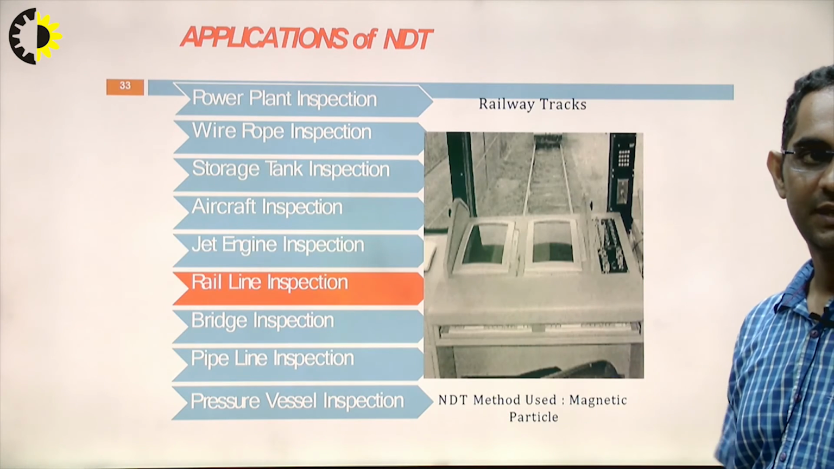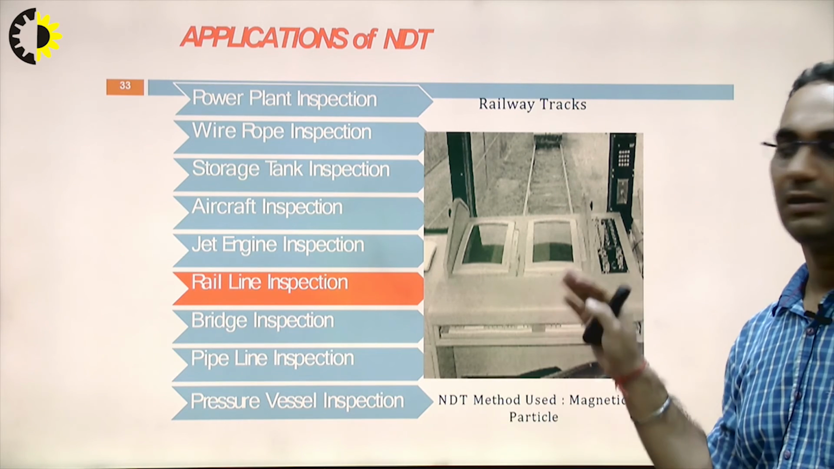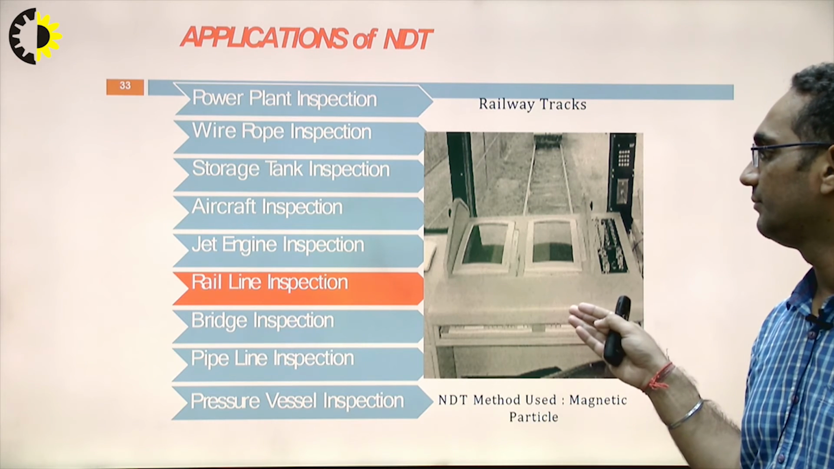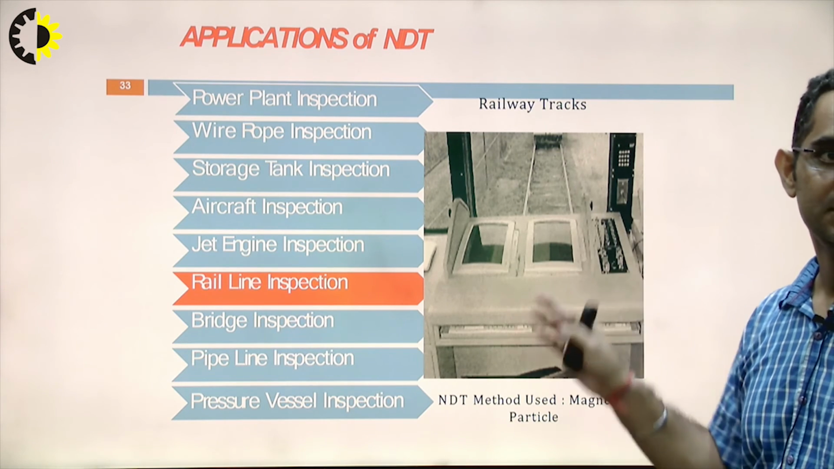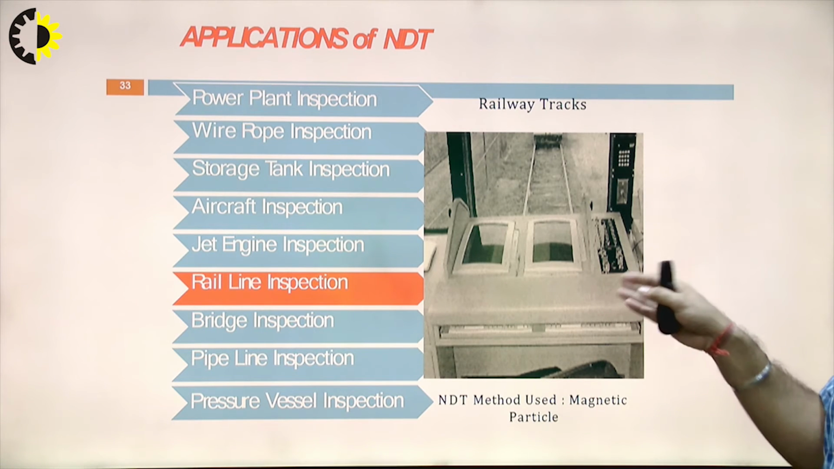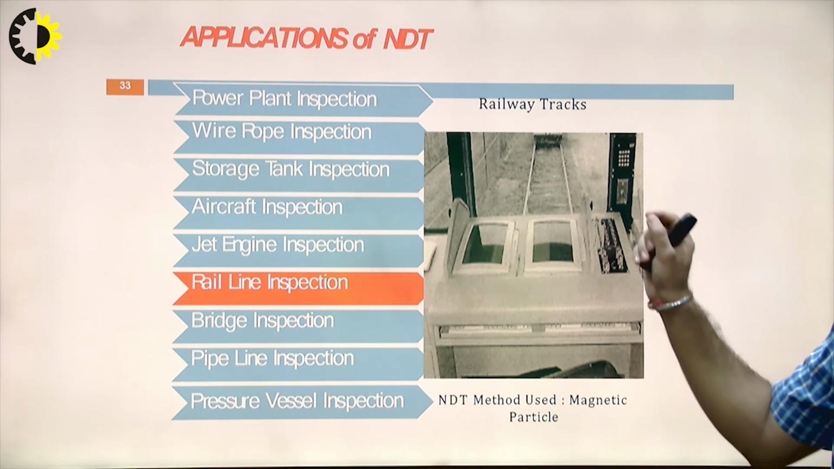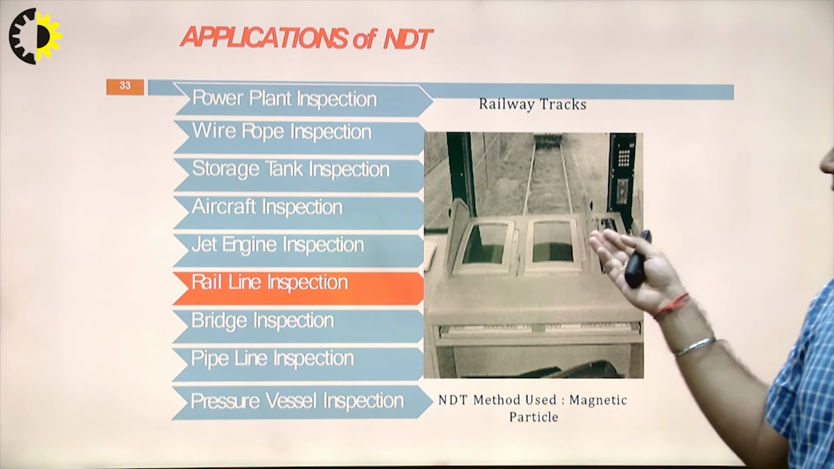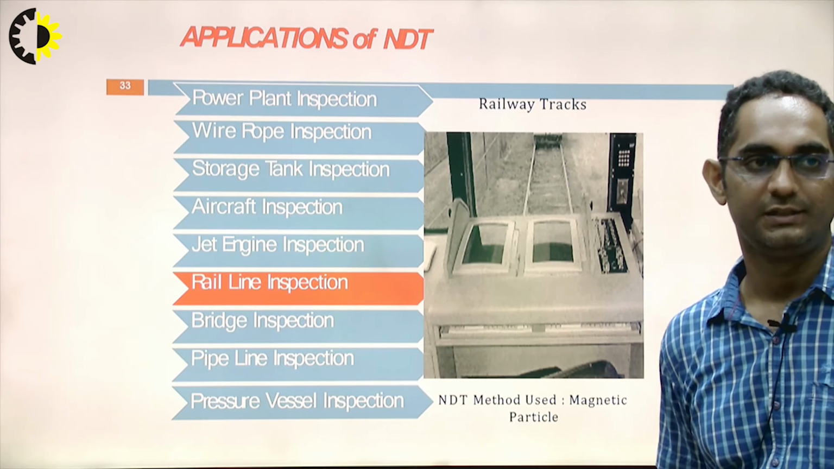Then next is the rail line inspection. These are the different rail lines, and after being used many times there are certain cracks in between them, and these cracks are examined using these non-destructive testing methods. So this is the rail line inspection.